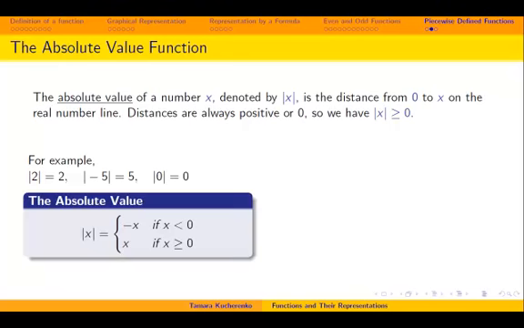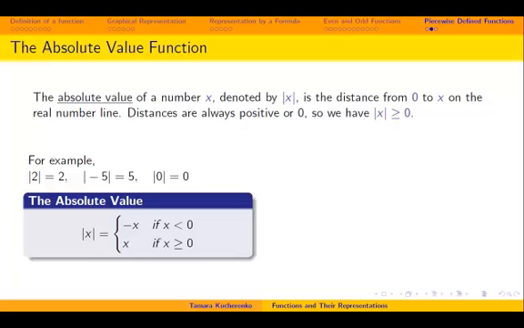In general, the absolute value of a number x equals negative x if x is less than 0, and x if x is greater or equal than 0. Recall that if a number x is negative, then negative x is positive.